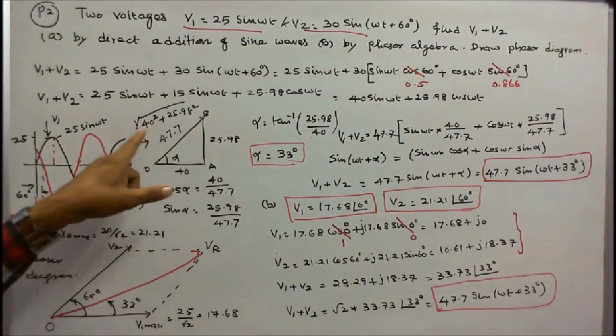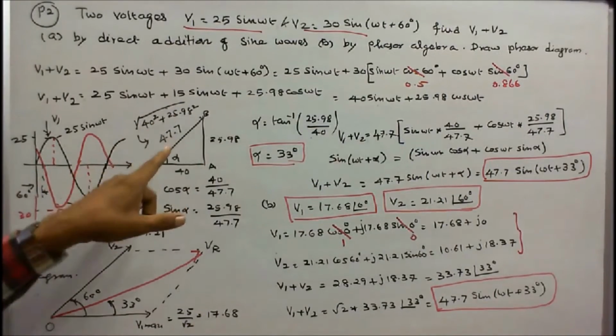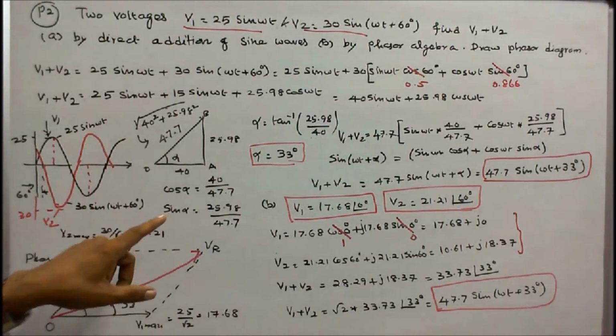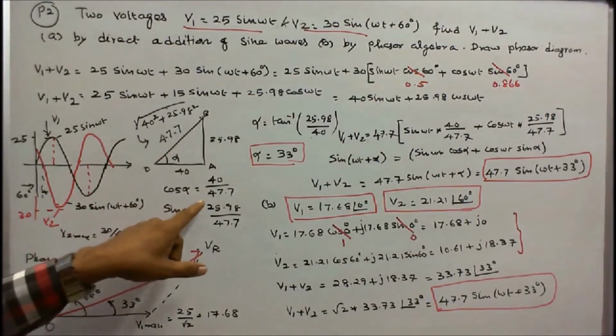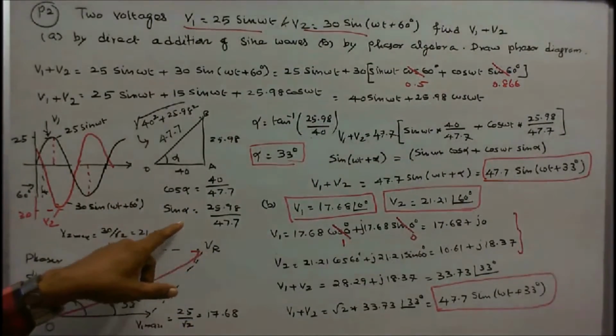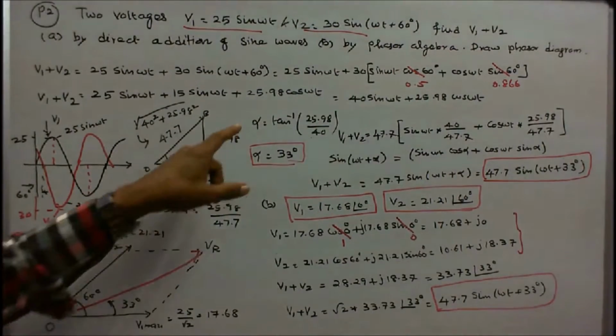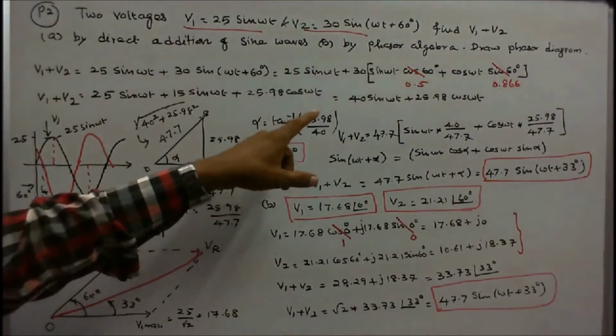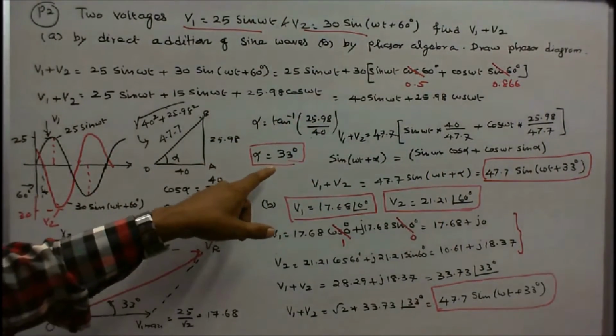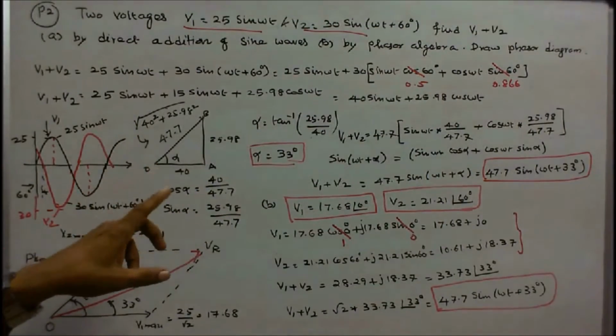OB is equal to root of 40 square plus 25.98 square, that is equal to 47.7. Cos alpha is equal to 40 by 47.7. Sin alpha is equal to 25.98 divided by 47.7. Alpha is equal to tan inverse of 25.98 divided by 40, that is equal to 33 degrees. So alpha is equal to 33.